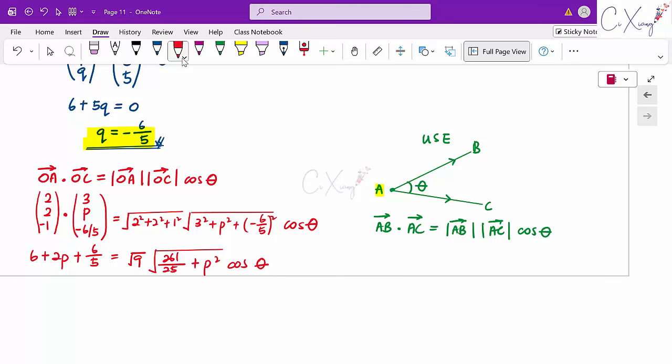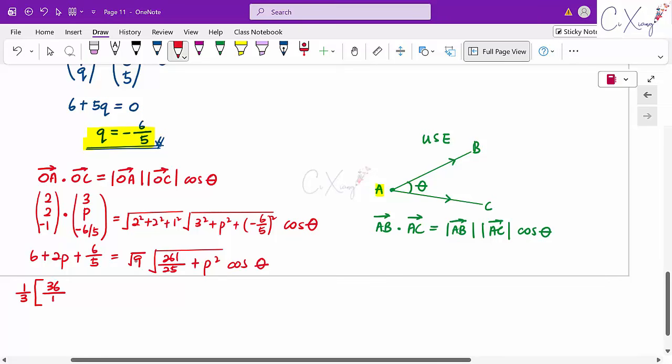Okay, all right. Then I'm having a 3 here, right? Square root 9 is a 3. Maybe I bring it over. 6 times 5 is 30. 30 plus 6 is 36, right? So I will be having 1 over 3, which is the square root of 9. I bring it over, become 1 over 3. The number here, I add them together. I'll be having 36 over 5 plus 2p, that equals to square root of 261 over 25 plus p square cos theta. And I treat this as first equation.